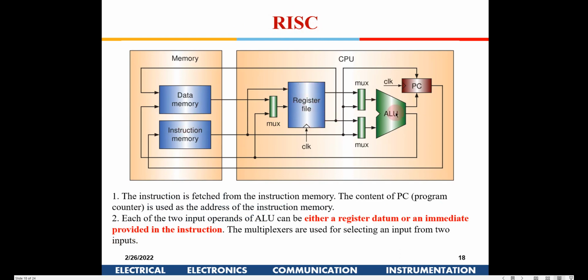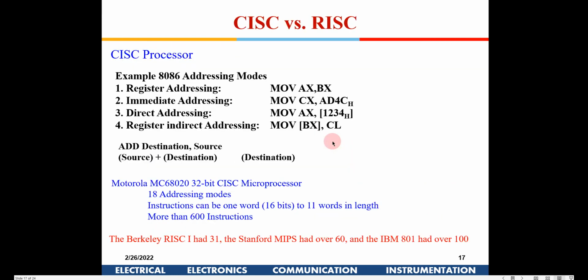So you have an ALU. In a RISC processor, you can only add or do any operation between register and register, or register and immediate. That means within the instruction, only these first two instruction types are permitted in RISC: either an operation between two registers, or a register and data which is specified in the instruction itself. Between memory and register, those kinds of things are not permitted here.